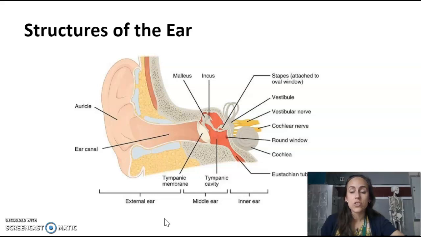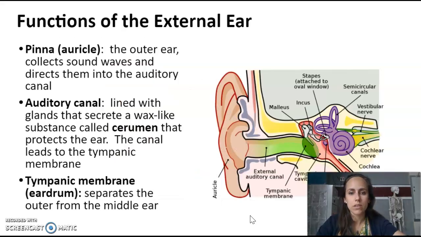This is just an image of the structures of the ear. The ear can be divided into three different zones, so to speak. The external ear, the middle ear, and then finally the inner ear. So those are three different zones of the ear. Let's talk about the external ear.